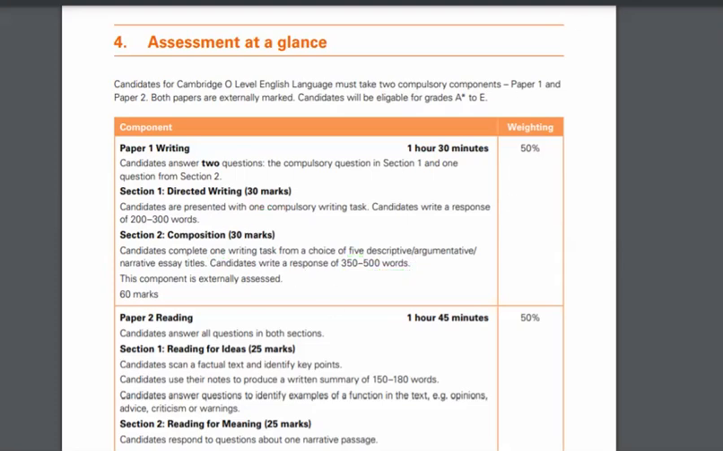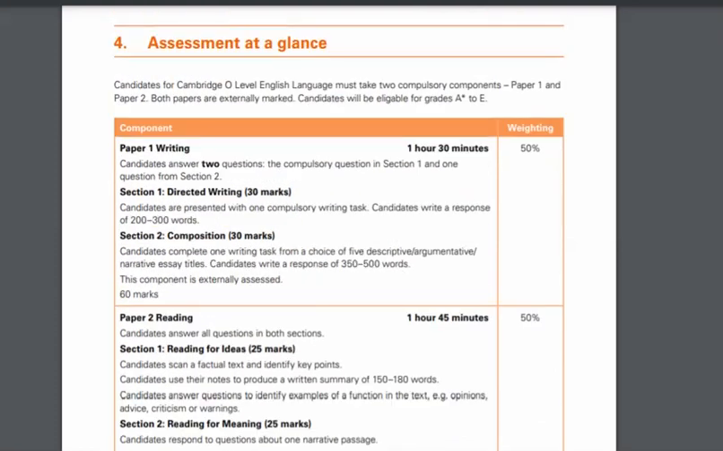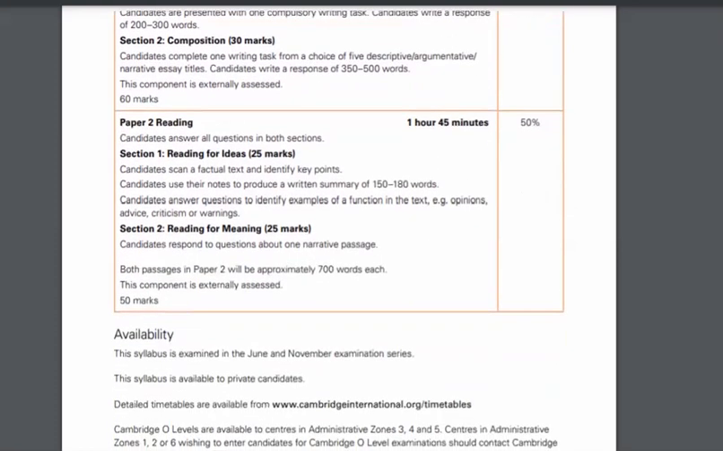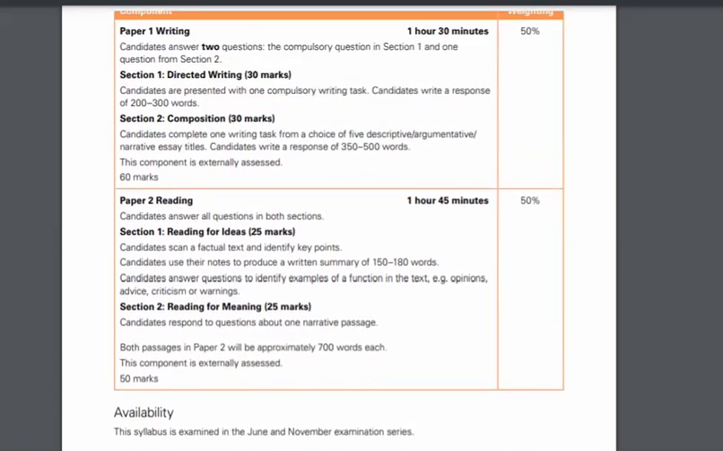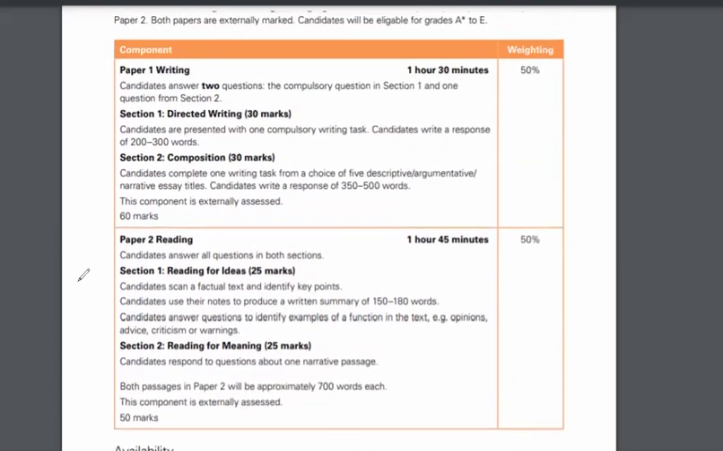We now come to paper 2. Paper 2 is called the reading paper. Again, it has 2 sections. Candidates answer all questions in both sections. This paper is worth 15 minutes extra, 1 hour 45 minutes.